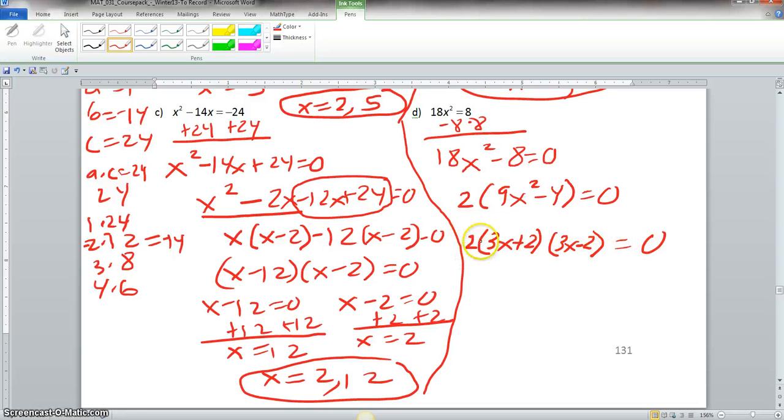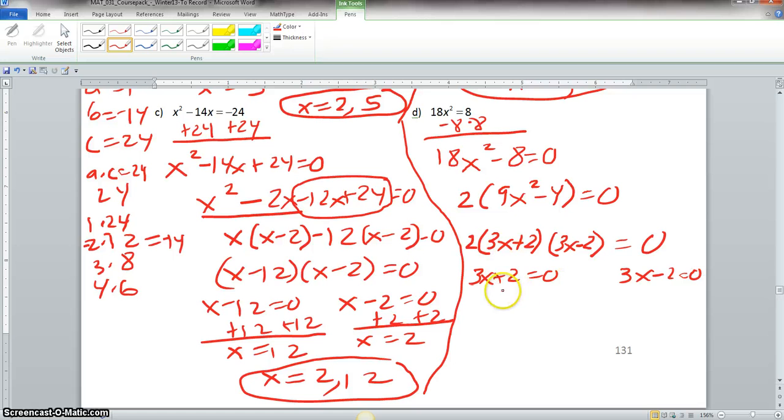Now, since this 2 on the outside that we factored doesn't have an x, we do not set that equal to 0. In order for us to set the value we factored out equal to 0, it must have a variable connected to it. So all we would do is set both of these parentheses equal to 0.